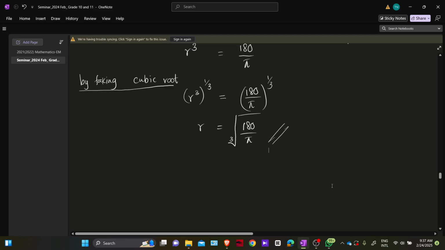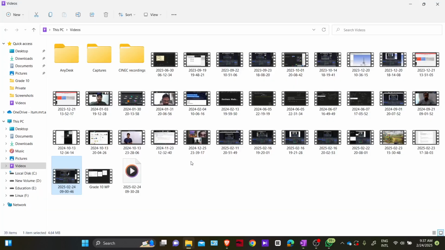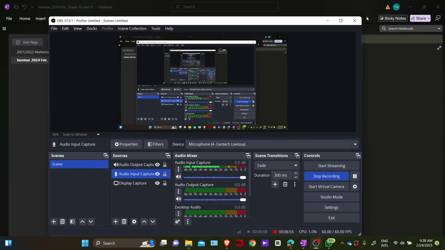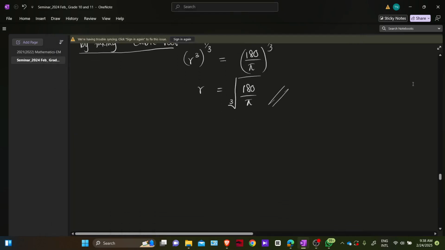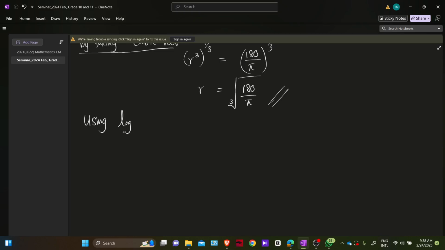For that case, you need to use logarithms. Now this is the log part. To find r, I'll use the original symbol, 180 over 3.14. Somehow you need to take the division and you need to take the cubic root of that value.